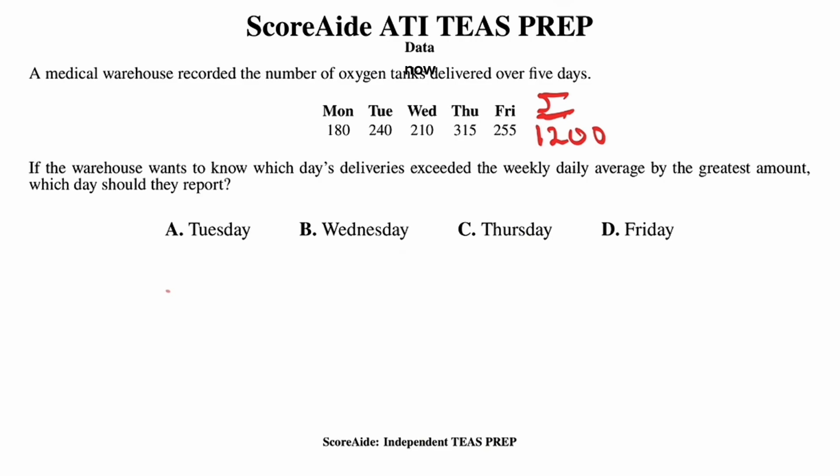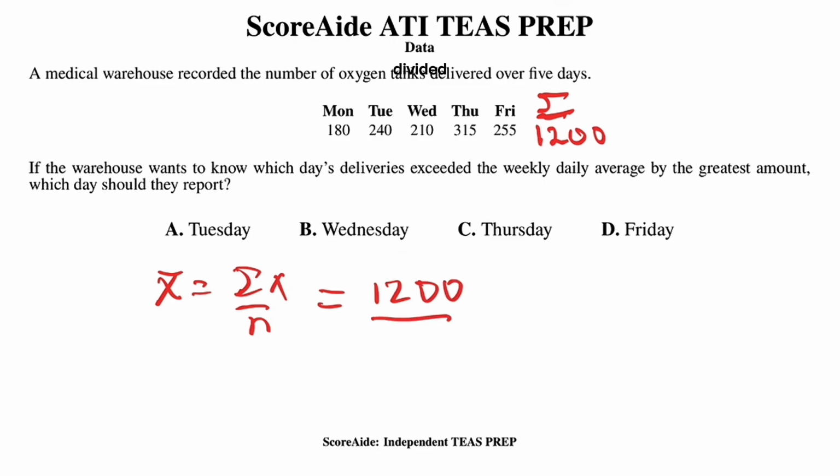So that's going to give us 1,200. Right? Now, the mean is going to be the summation of x over n, which is the average, right? So this is going to give us 1,200 divided by n here, which is the total number of data points. 1, 2, 3, 4, 5. We have 5 days, right? And the answer here is going to give us 240. Right? So 240 is the average.